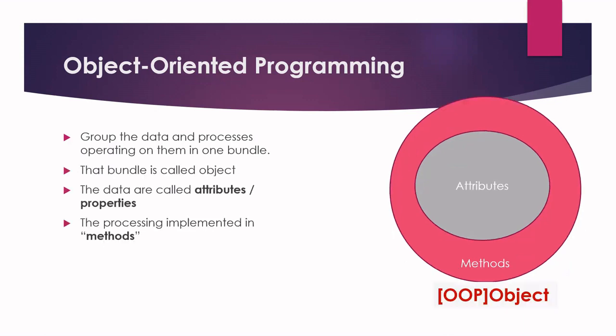So we don't have the processing functions independent and then data comes to them. The data and the processing are together in one bundle, encapsulated together. That's the encapsulation idea, in what we call the object. The data would be the attributes that describe that object, and the processing will be any operations that we want to apply on this data.